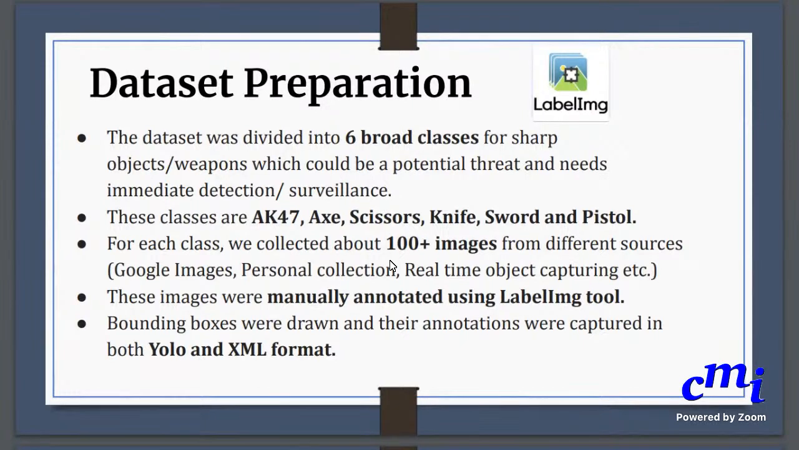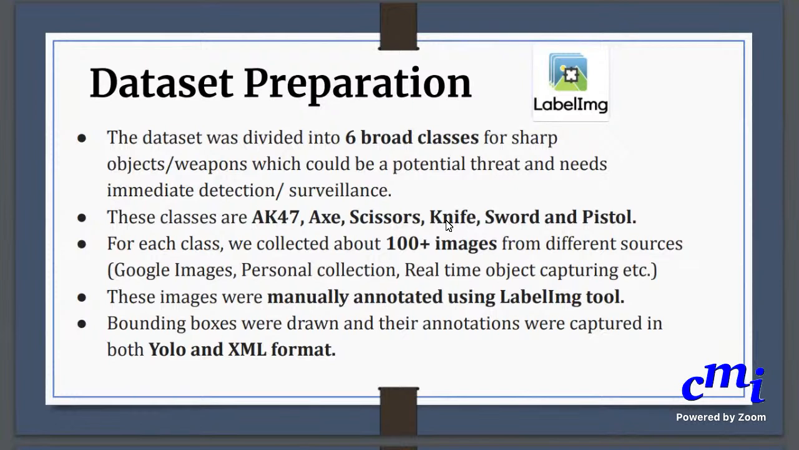For each category, we have taken 100 plus images from different sources. These sources are Google images and also our personal images. We have captured whatever possible images of the objects which are there in a home. For example, scissors and knives are readily available. So we have captured them keeping them in different backgrounds and in different scenarios.